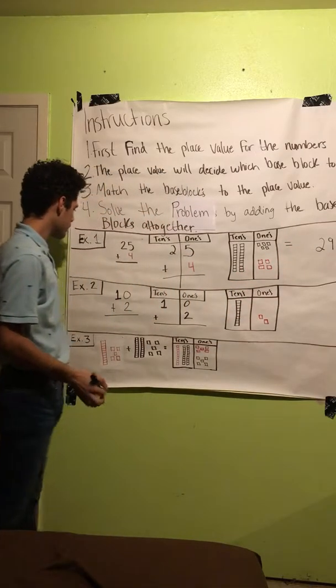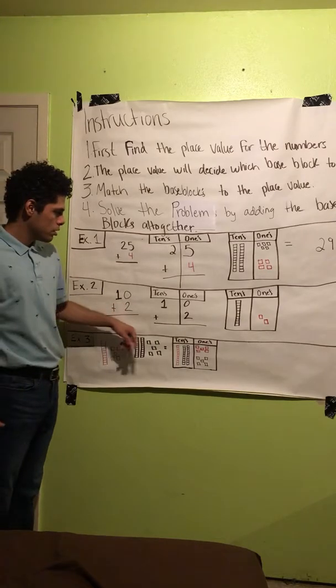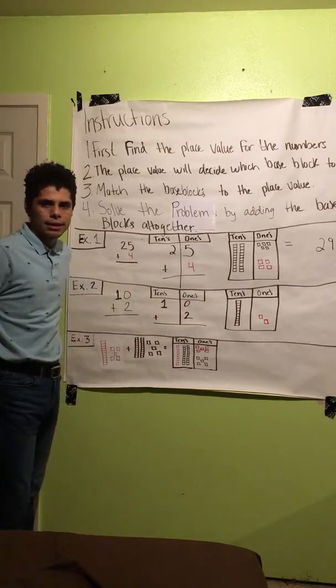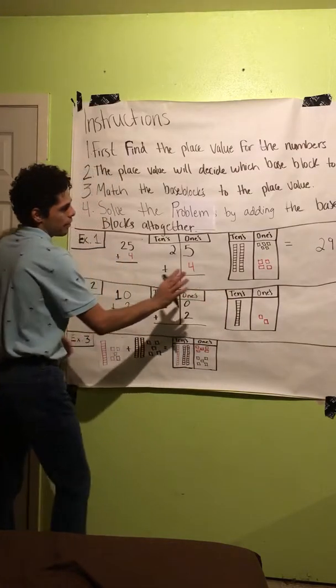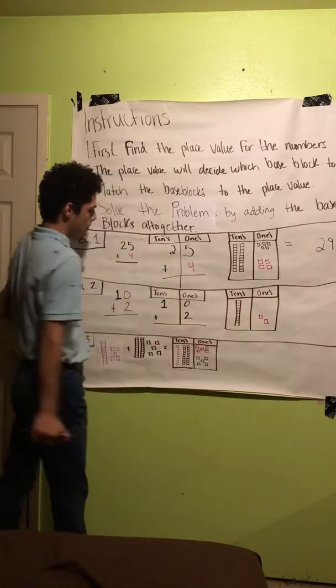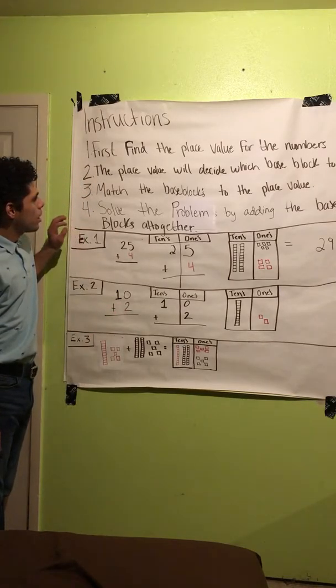Moving on. Example number 2. I used 10 so you could see a 0 in the ones place and how it's gonna be added in, how it's gonna be placed in the place values. So 10 plus 2. Oh, shoot.